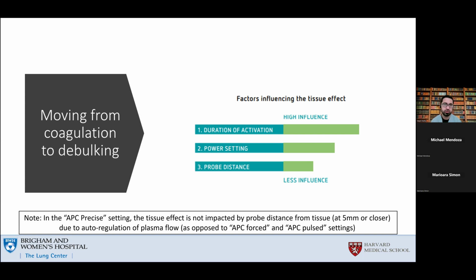So, the closer you are to the tissue, the greater the effect, but to a much lesser degree. And you really want to steer clear of touching the tissue. Plus, we talked about the APC precise setting where the third factor will not play any role at all.